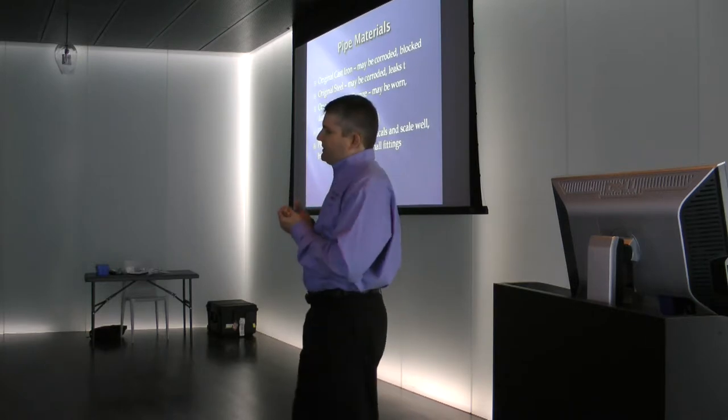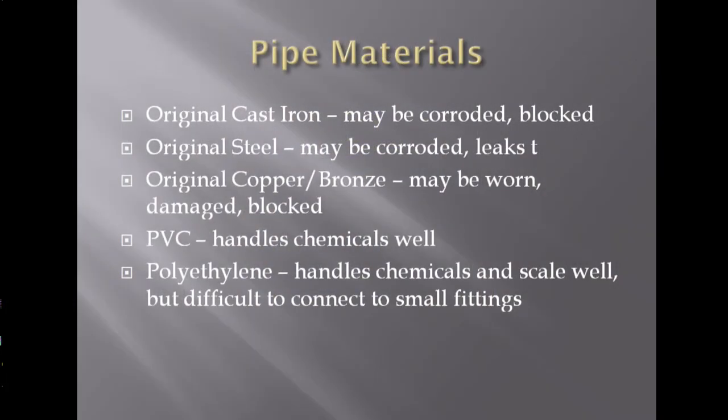Piping, plumbing materials. On these old systems, I see a lot of cast iron, a little bit of steel, and a lot of copper. And the problem with all three of those is that they tend to foul up a lot more. They rust. The cast iron, it's like arteries or something. They just keep closing in until they just don't flow anymore.